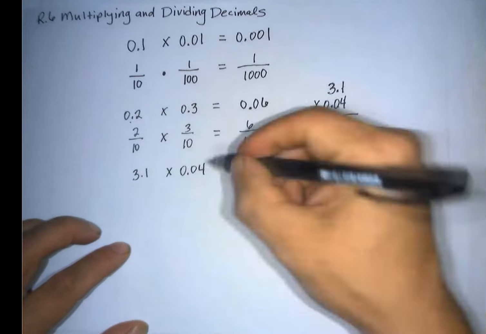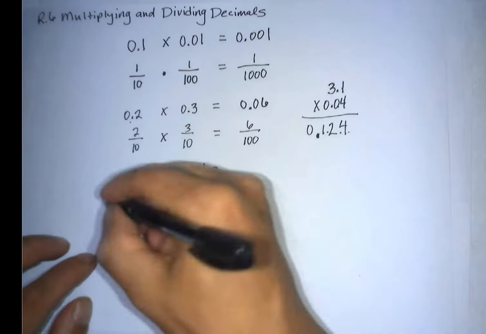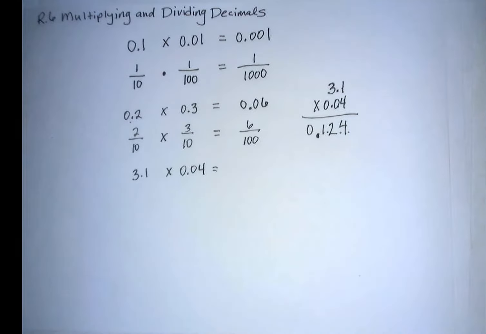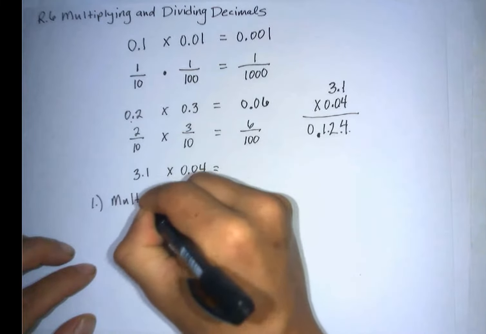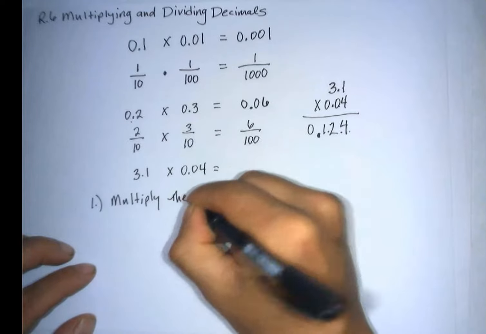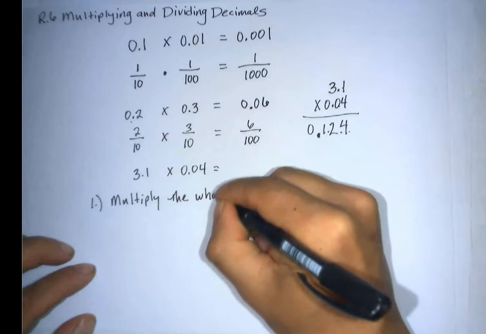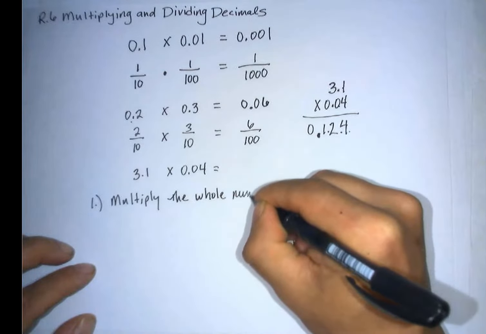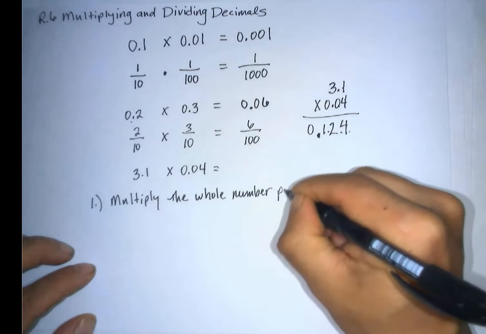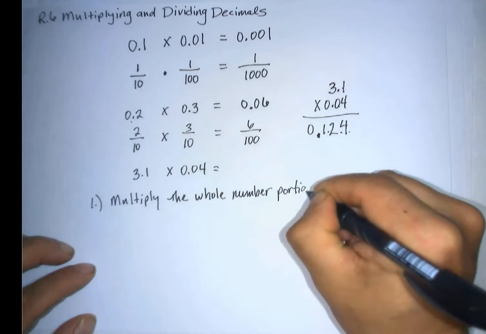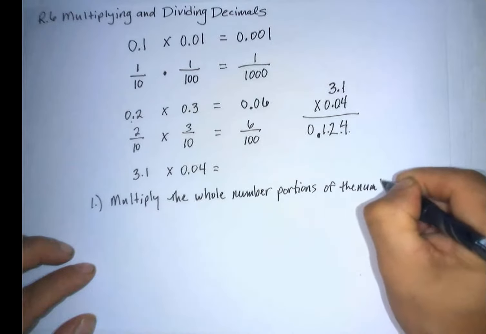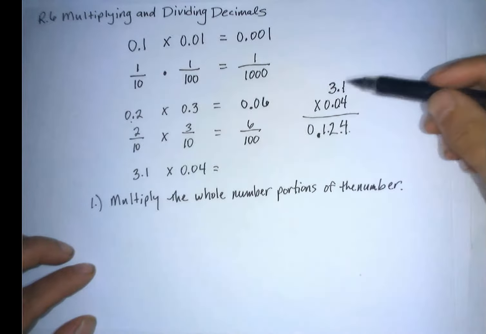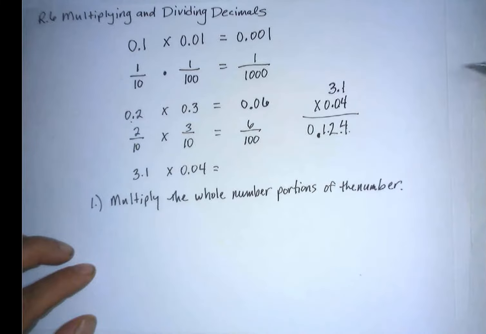Okay. So let's write this. I don't even know how to write the steps on this. Let's see. Multiply the numbers. The first step is to multiply the whole number portions of the number. So we did that step. We multiplied 31 times 4 and got 124.